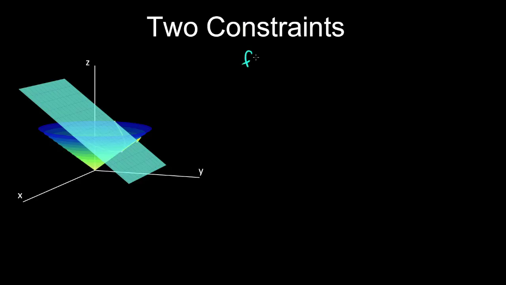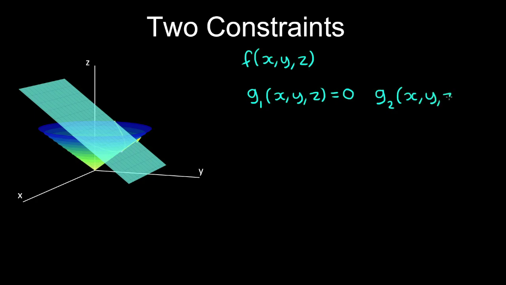Suppose we have a differentiable function of 3 variables, being x, y, and z, and this is subjected to 2 constraints, being g1 of 3 variables is equal to 0, and the second constraint is given by the function g2, being also a function of x, y, and z, and that's also equal to 0. So these two constraint functions are both differentiable, and the gradients of both functions are not parallel. So the gradient of g1 is not parallel to the gradient of g2.